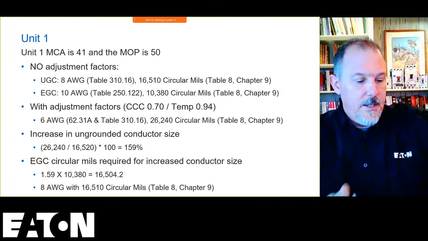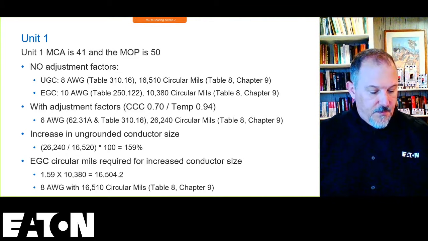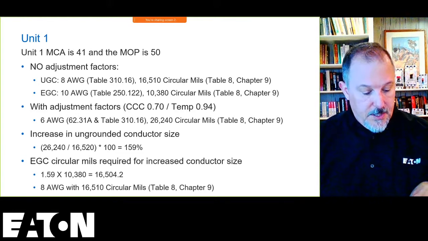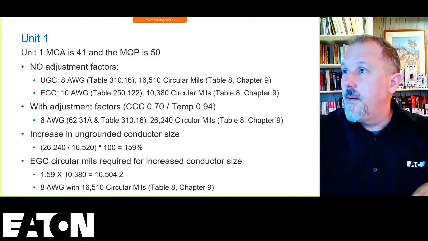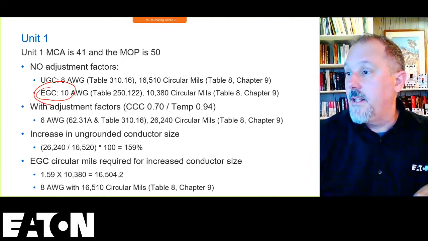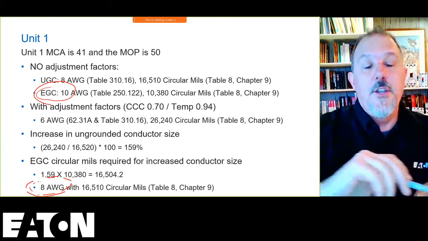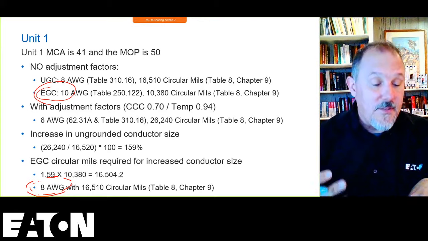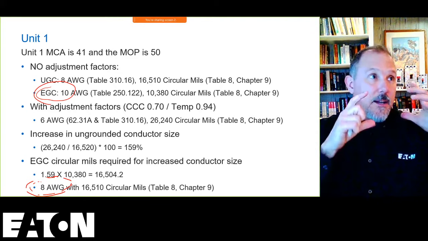So if you go to 250 and come up with the equipment grounding conductor size based upon the OCPD of 50, I would be in a number 10. I did it both ways for you. So I have the number 10 up at the top, right up here. And you may have come up with an answer of a number 8. And if you did, you went through increasing the ungrounded conductor size by 159%. But you wouldn't have to do that in this case because even in the 17, I was thinking you had to do it, but you're right.